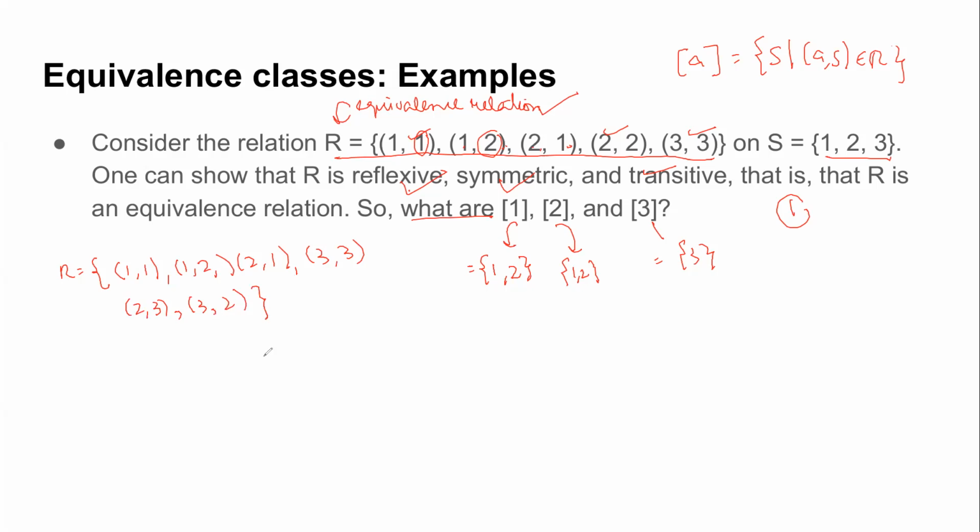Now if I just add these two pairs here, what all should be modified? Will the equivalence class of 1 be modified? I have added two more pairs, 2, 3 and 3, 2. Will the equivalence class of 1 be modified? No. Why? Because 1 is related only to 1 and 2. There is no relation of 1 and 3.